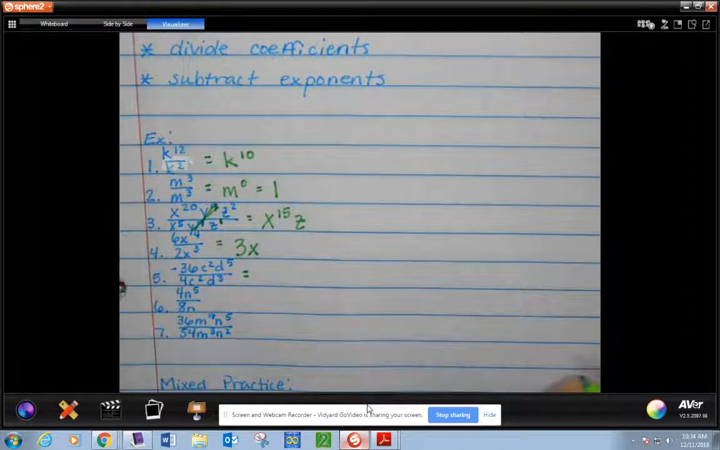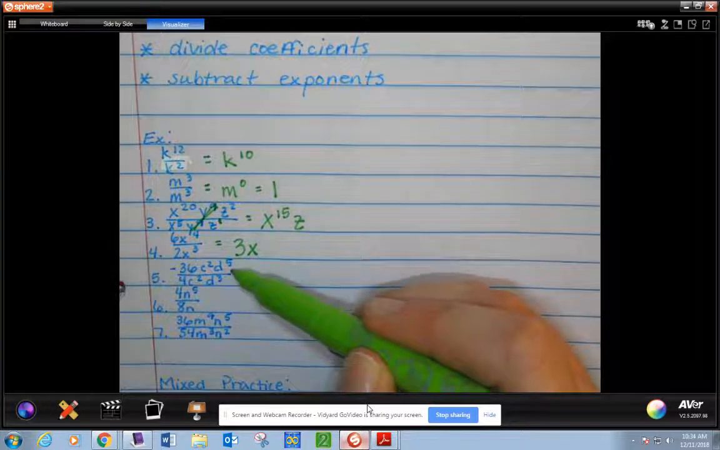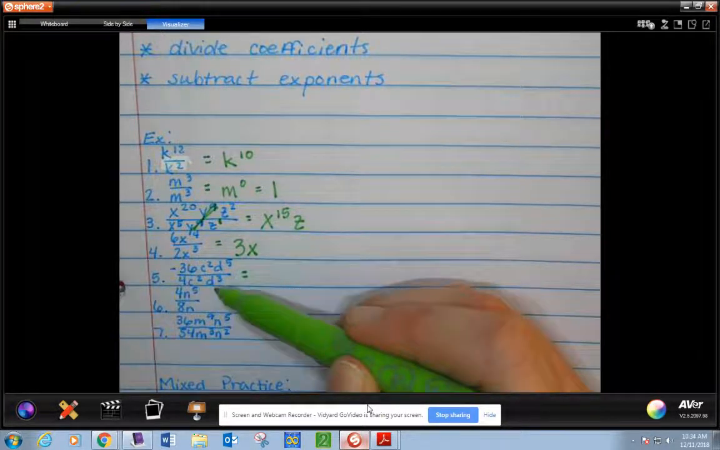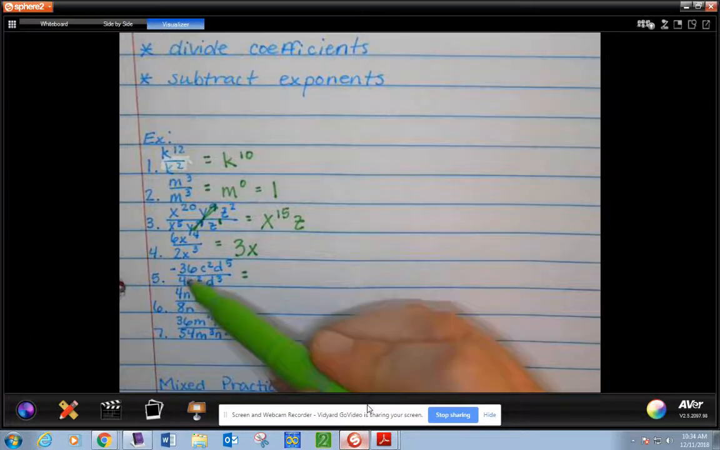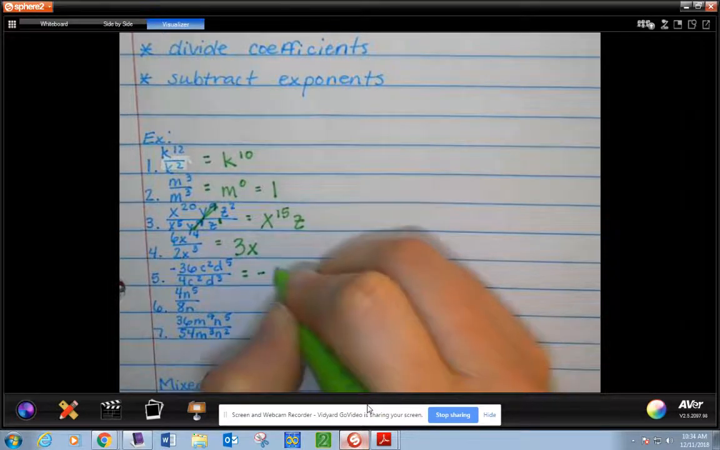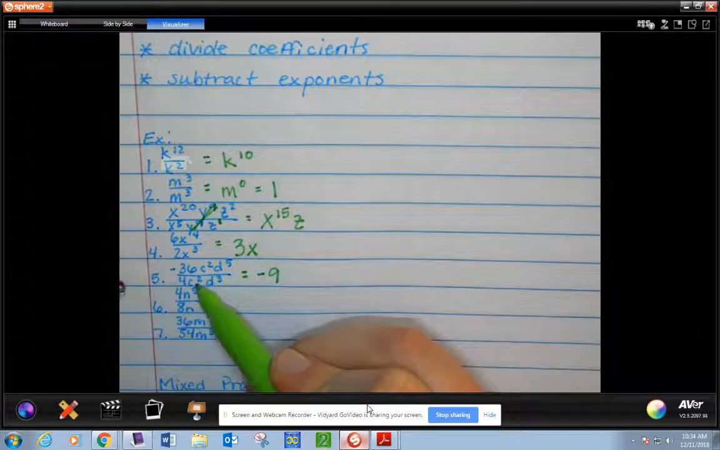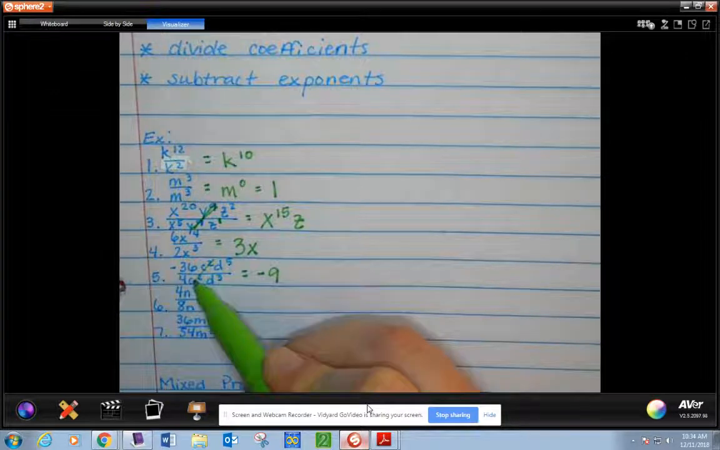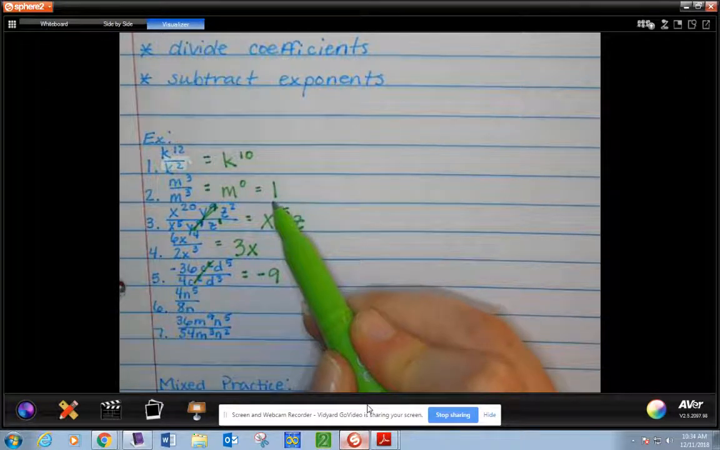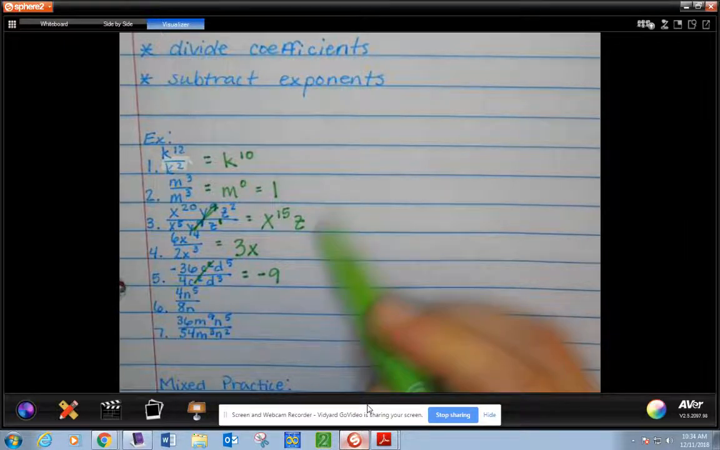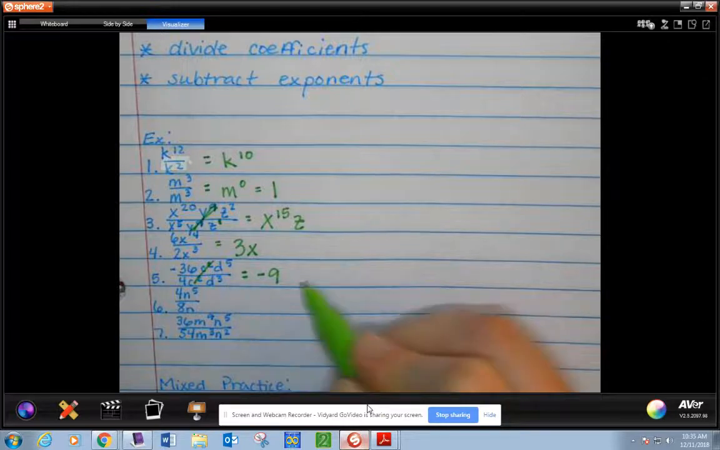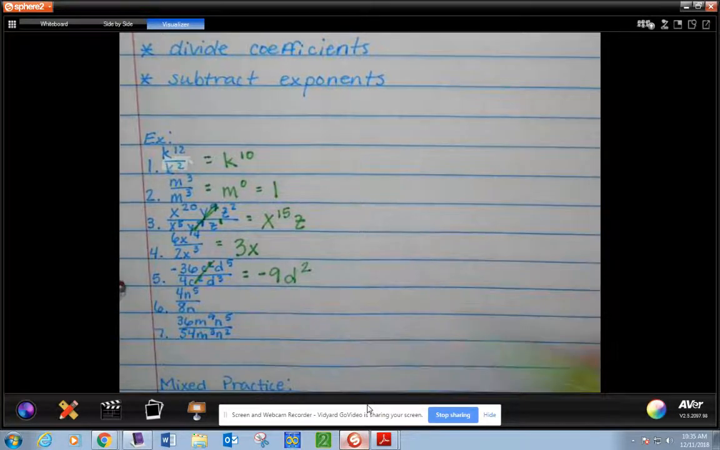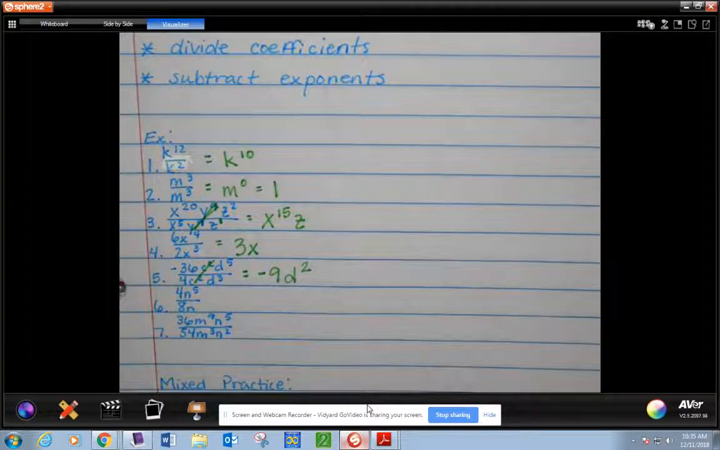Moving to example 5. Excuse me. I have negative 36c squared d to the 5th divided by 4c squared d to the 3rd. Okay, the first thing we're going to take care of are the coefficients. So negative 36 divided by 4 is negative 9. c squared divided by c squared, 2 minus 2 becomes 0. If it becomes 0, that's a 1. I don't need a 1. I already have a number. d to the 5th divided by d to the 3rd, so 5 minus 3 becomes d squared. Okay, moving on.